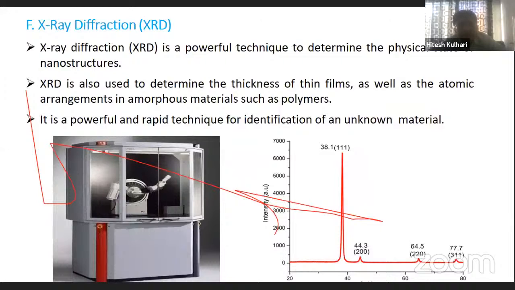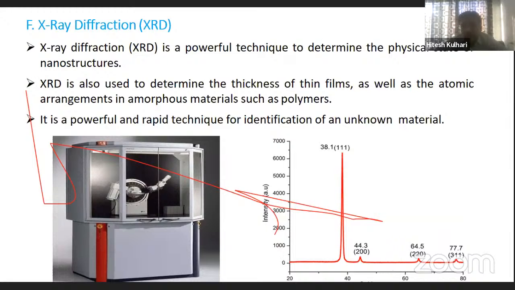Next is the X-ray diffraction technique. The X-ray diffraction technique is based on the diffraction of X-ray light. In the XRD instrument, we irradiate the sample with X-rays, and there will be diffraction of the light. Because of that diffraction of light, we will get a spectrum. Here is the spectrum for gold nanoparticles.